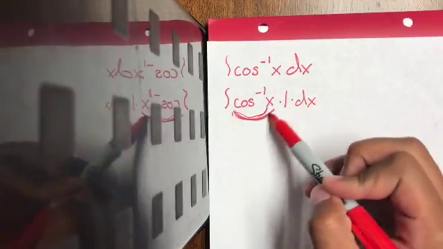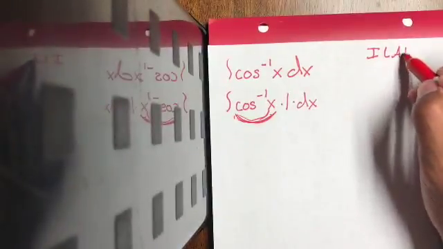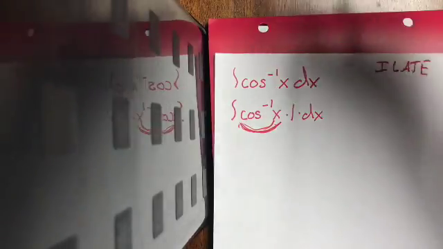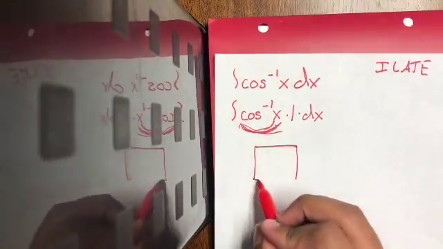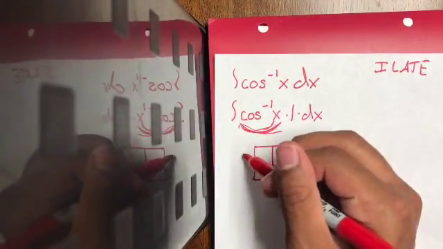In the whole I-L-A-T-E thing, I comes first and I is inverse, and that's an inverse. So that's why we're doing that. Once we identify our u, we're going to make the little square thing, the four-panel square, whatever you want to call it. We're making that thing.